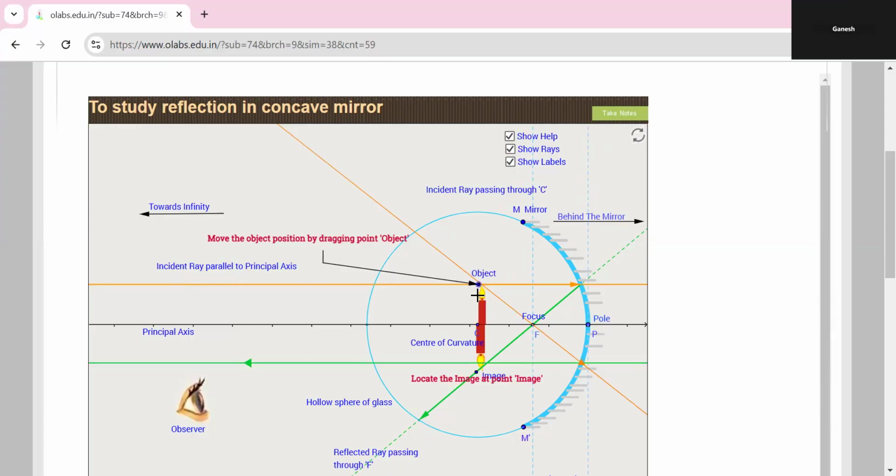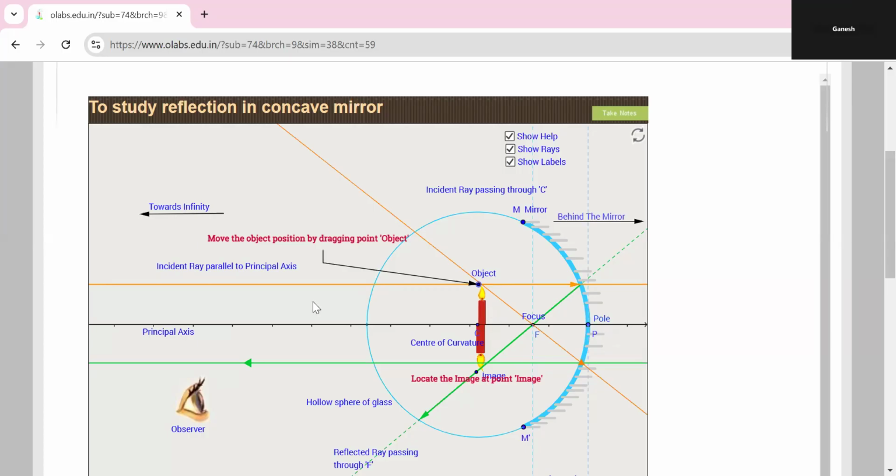Wow, how is it? Yes, it looks very nice. Where does the image occur? At the same point, at C only. How is the image? The same size. There is no difference in size. The image is real and inverted.